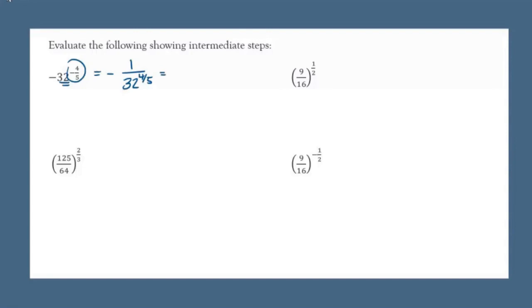Now let's wrangle that denominator, or rather, the denominator of the exponent. It tells me to take the fifth root of 32. The order is 5. All right, and that needs to be raised to the power of 4. Again, you could raise 32 to the power of 4 first, but that gives us an awfully large number. So that's going to be equal to 1 over the fifth root of 32, which is 2, and then 2 raised to the power of 4. So finally, we have negative 1 over 16.